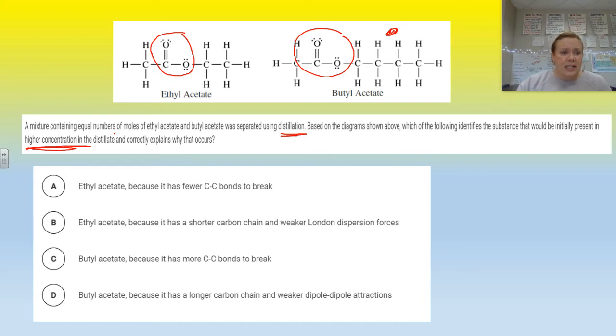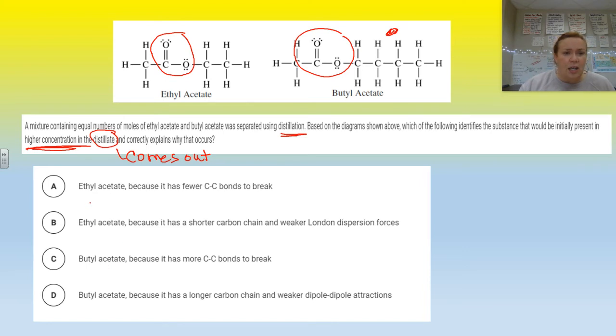So the distillate is the stuff that comes out of solution. So that's going to have the higher vapor pressure. It's going to be the part that is actually coming out. So what we want to see here is, first off, we have to decide if it's going to be ethyl or butyl.